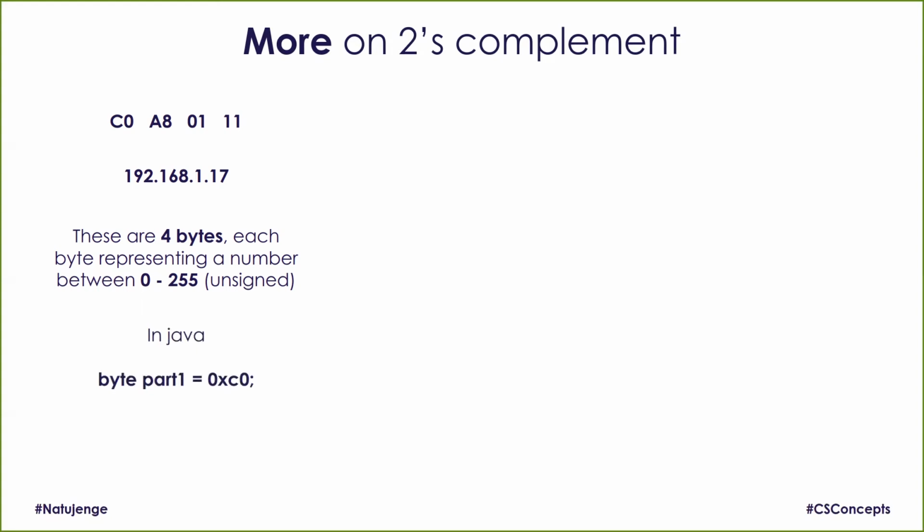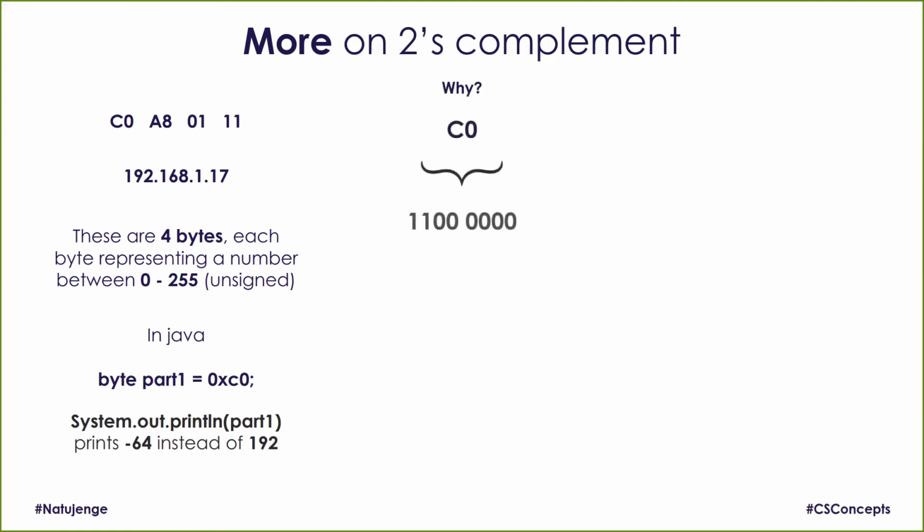But now the challenge is if you have C0, which we know is the 192 as the IP part, but if you have it in Java, then we get into a problem because when you print this value, you get a negative 64. And why is this the case? Because C0 is represented as C is 12. So we have 1, 1, 0, 0, 8 plus 4 becomes 12. And then the last 4 bits are 0 because the 0 becomes 0, 0, 0, 0.